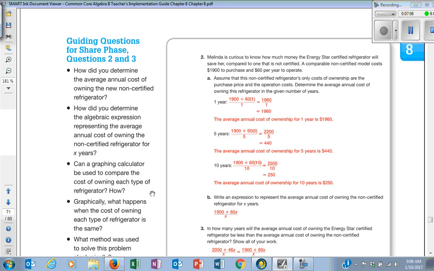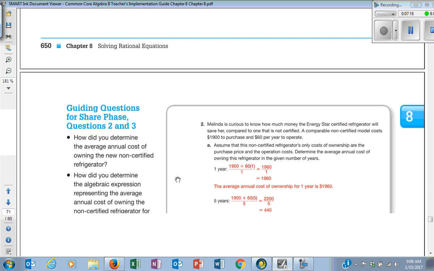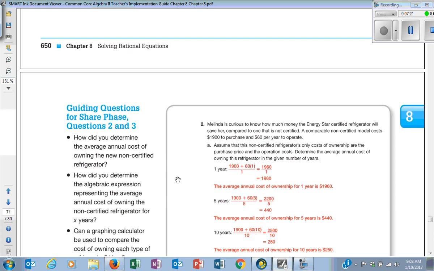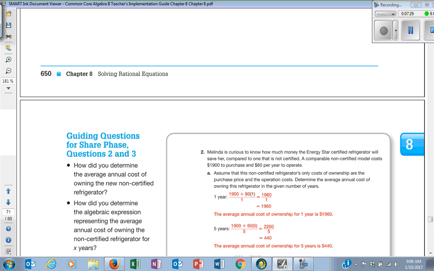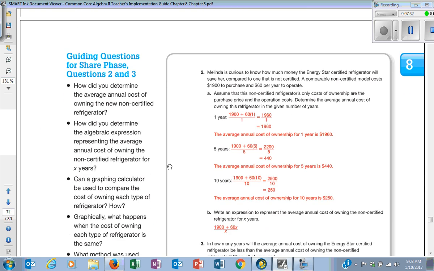So then she compares. She wants to see if she should spend more money and get the energy efficient one. An energy efficient refrigerator is going to cost more up front most of the time, unless you find a sale or whatever. But it's going to cost you less money to operate for the year, where this only took $46 to operate. Well, this one's not energy efficient, so it costs $60 per year. But this thing only cost her $1,900, whereas the other one cost her that initial $2,000.